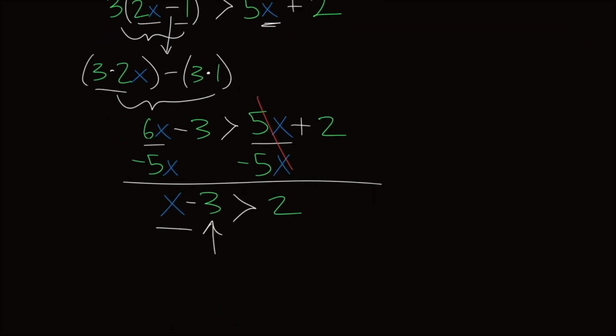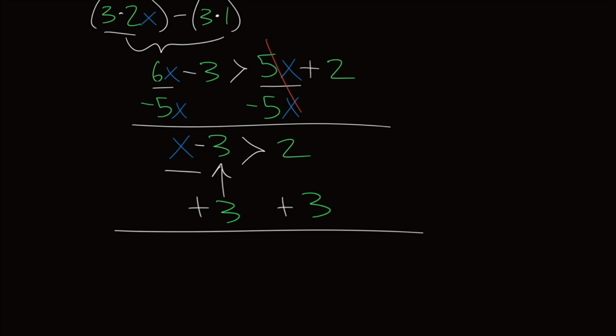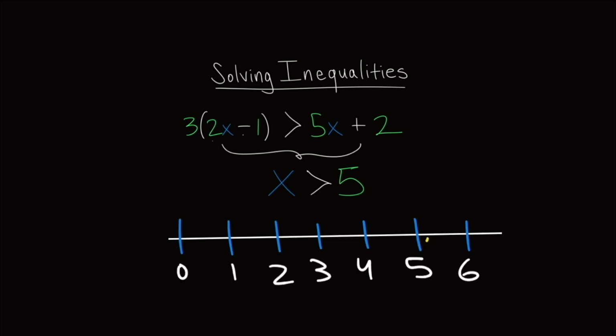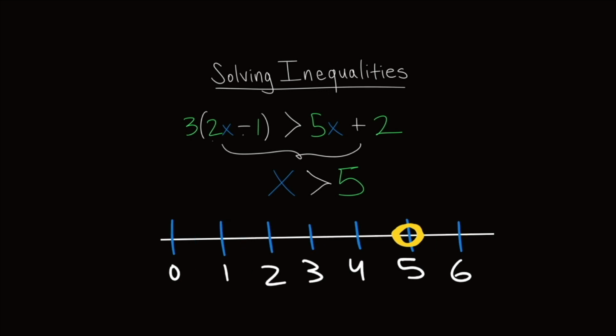Let's remove this 3 here by just adding 3 to both sides. Minus 3 plus 3, those cancel out, and 2 plus 3 is 5. So what we're left with is x is greater than 5. Now let's plot that solution on a number line. For the solution x is greater than 5, we're going to draw an open circle at the point 5. And we'll have our arrow here that just goes on forever.